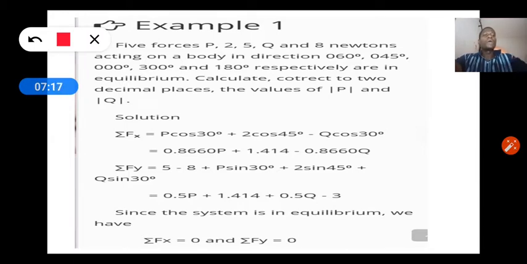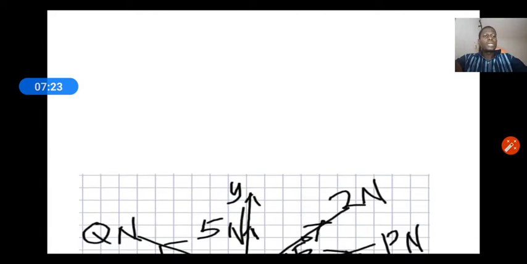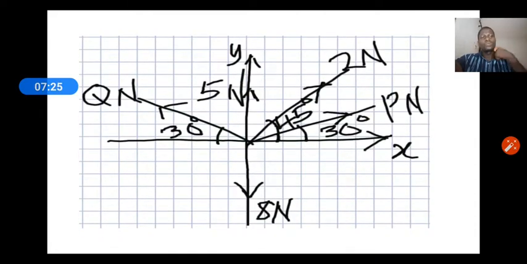Good. Now, I want to quickly show us the sketch to that particular question. Remember, they talked about force P. They gave us force P, the direction is 30 degrees. We're given the direction of, okay, let me begin with force y.